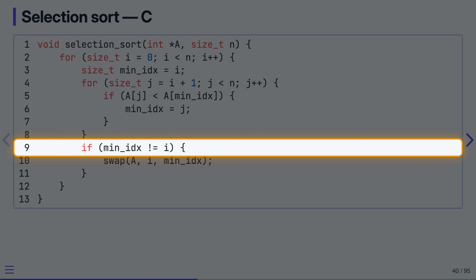After the scan, if the minimum was somewhere else, we swap it into position. I notice this is one swap per pass, no matter how far the minimum had to travel. That is selection sort's one real advantage. It makes at most n-1 swaps.